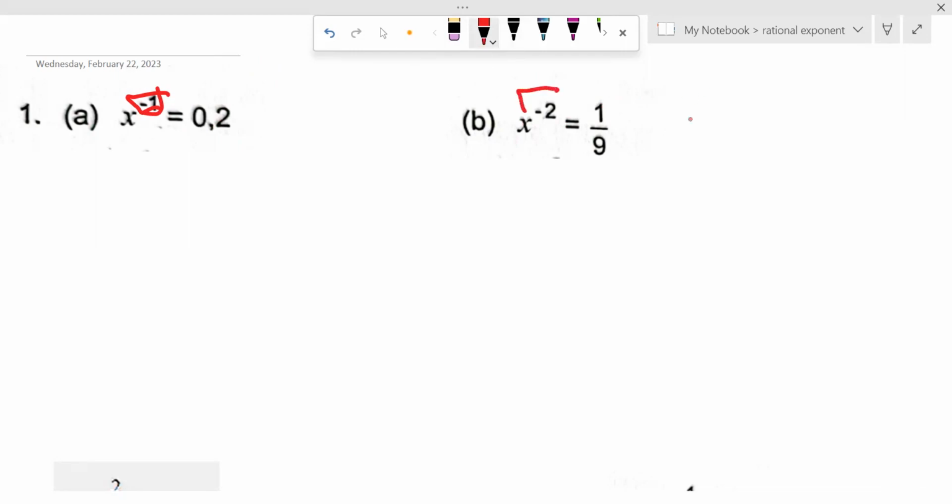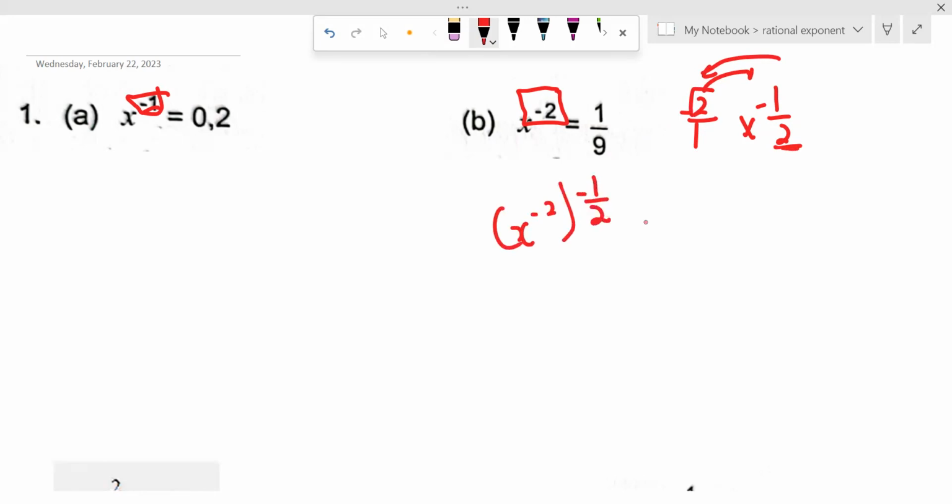For example, when we had -2, how do you remove -2? It's -2 all over 1. If I want to remove this, I need to remove it with -1 all over 2. So if going forward is true, going backwards should also be true. If I want to remove a whole number, I remove it with a fraction. Remember, how did you do this one? We said we have x to the power of -2, and then I'm going to multiply with -1 all over 2. And whatever I do on the left-hand side, I should also do on the right-hand side.